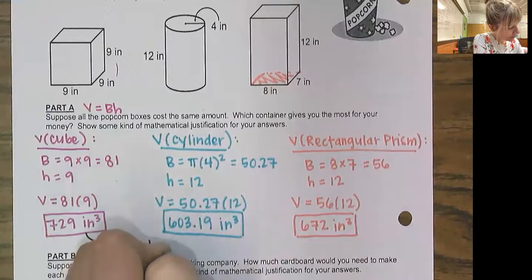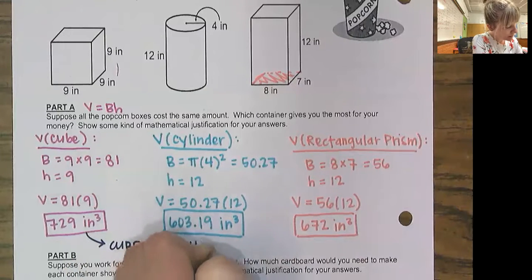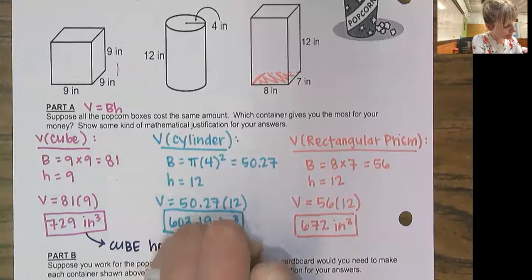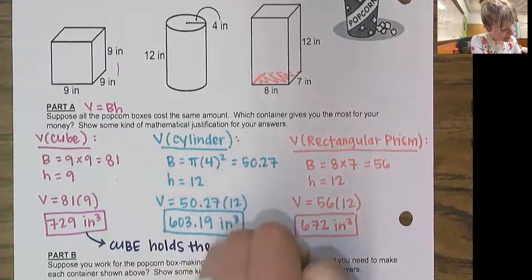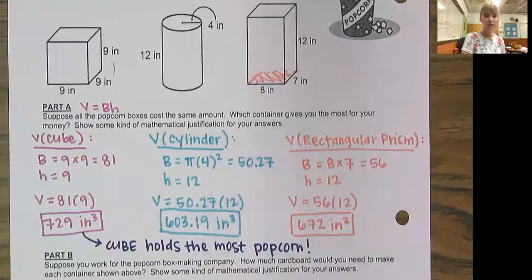And we're going to say the cube holds the most popcorn. So if they all cost the same, you really ought to order the cube because you're going to get more popcorn that way. Now, funny would be if you're standing there at the counter like, hold on, doing your math and deciding. But it's valid, right? This one gives you more popcorn by quite a bit, actually. So you should get the cube.